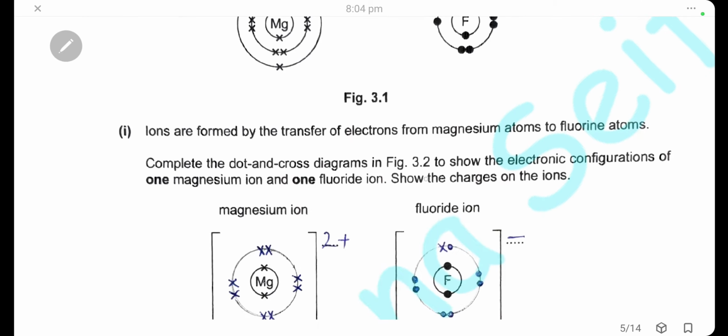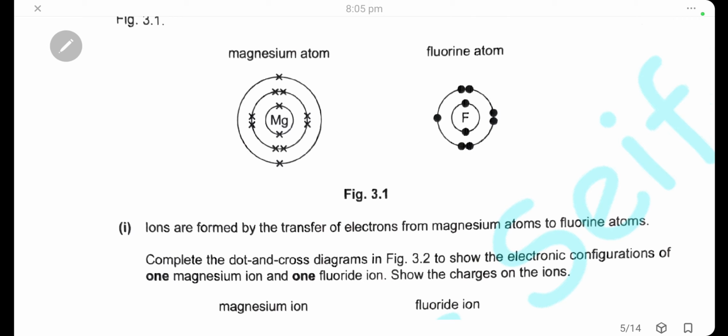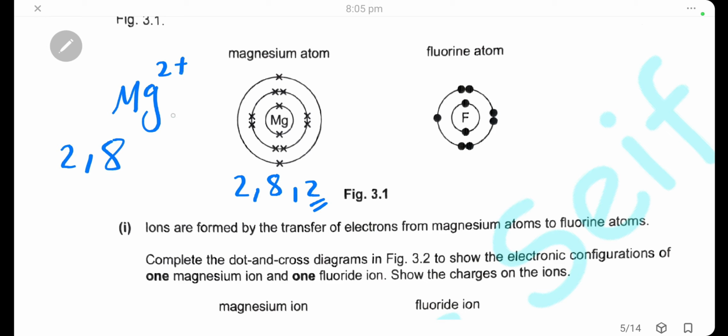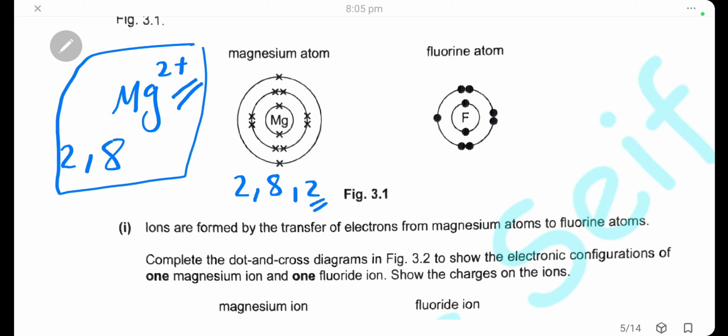Complete the dot and cross diagram to show the electronic configuration of one magnesium ion and one fluoride ion. Okay, so magnesium is in group 2. The electronic configuration of the atom, as we just said, is 2, 8, 2. So magnesium will lose 2 electrons. The electronic configuration of the ion will be 2, 8. And the charge on the magnesium ion will be 2 plus, because now it lost 2 electrons, so we have 2 more protons than electrons. This is the electronic configuration of the magnesium ion.